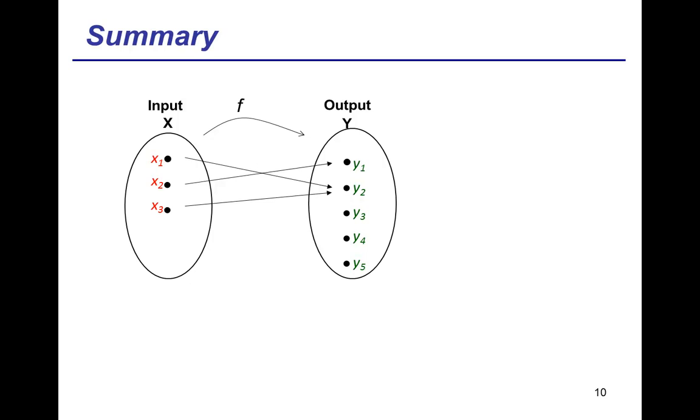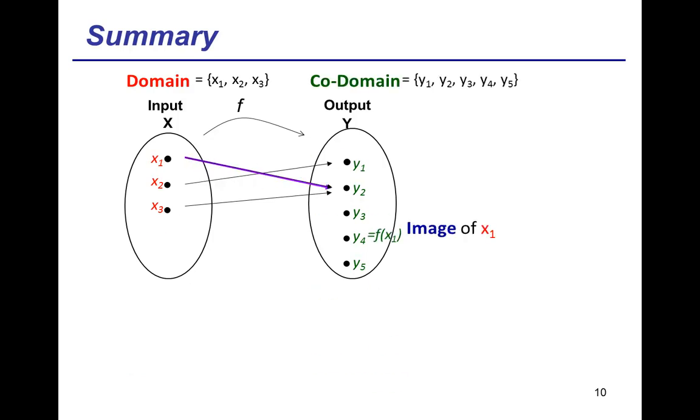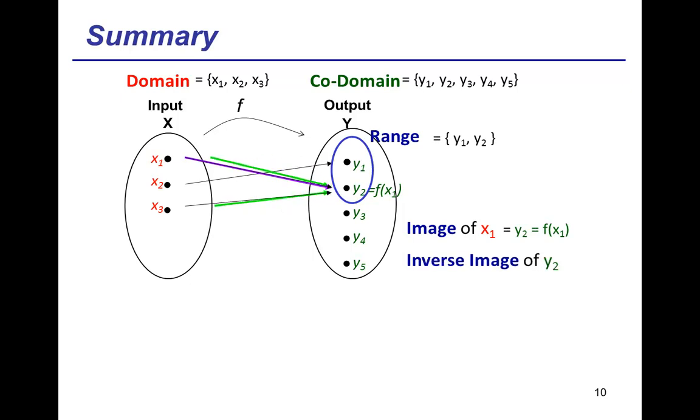In summary, you need to be familiar with terminologies such as domain, codomain, image, range, inverse image, and ordered pairs, so as to apply them to specific examples.